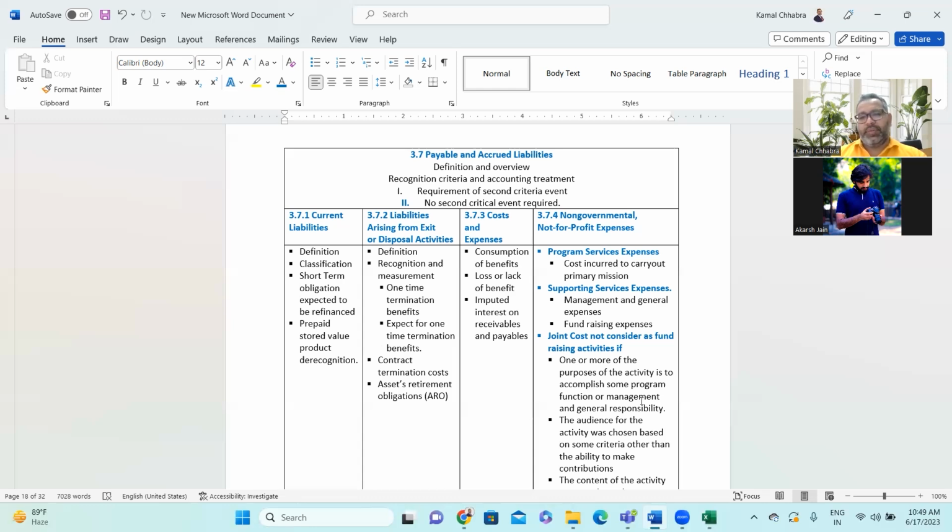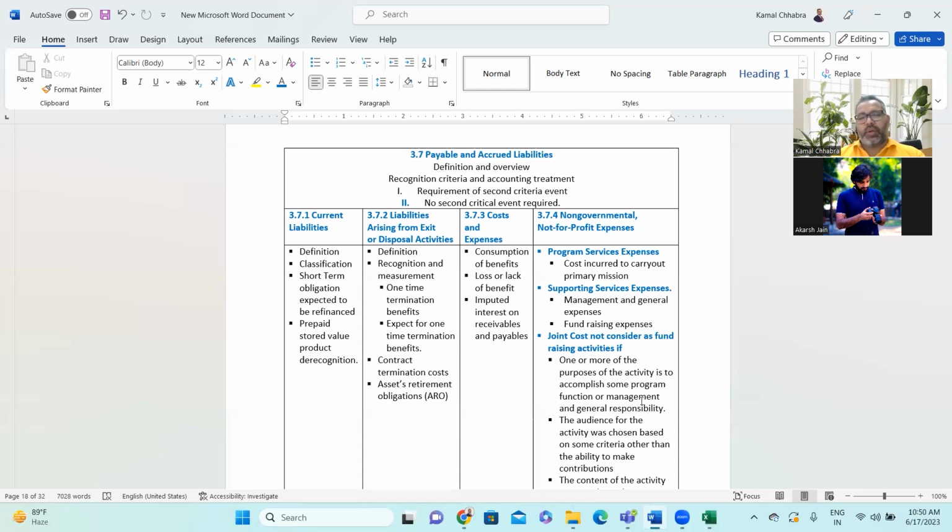And then lastly, we'll be discussing, probably tomorrow, the non-governmental not-for-profit expenses. This is very much aligned with the last chapter, which is state and central government, right? Whatever we'll be studying and understanding in 3.7.4 will be applicable in the last chapter also. So we'll be discussing in the non-governmental not-for-profit expenses the program service expenses.